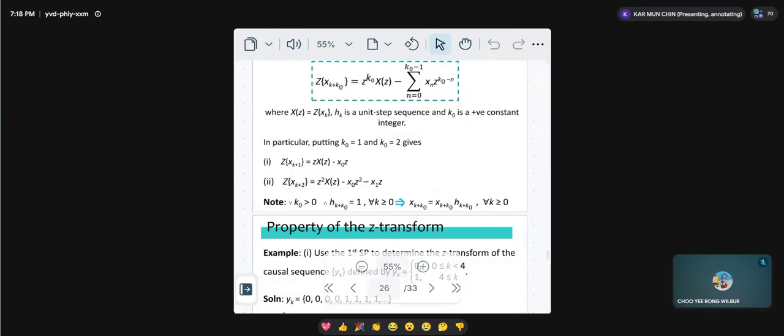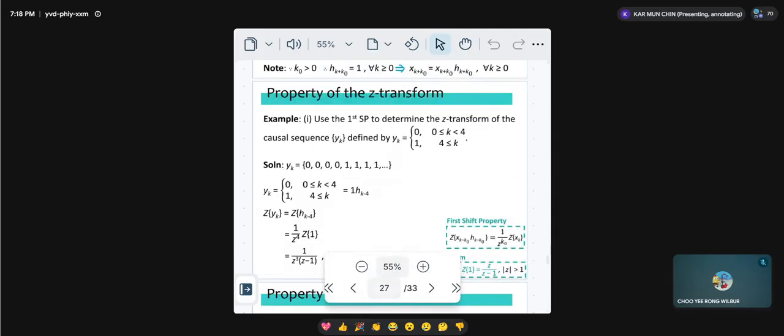Then we look at the example given. Use the first shifting property to determine the Z transform of the causal sequence y(k). So this is the sequence given now, y(k), defined by this. You see, they say that when k is from 0 and less than 4, it is 0. So it means that k0, k1, k2, k3 is 0. So you have 1, 2, 3, 4 zeros here, because this is k0 until this one will be k3.